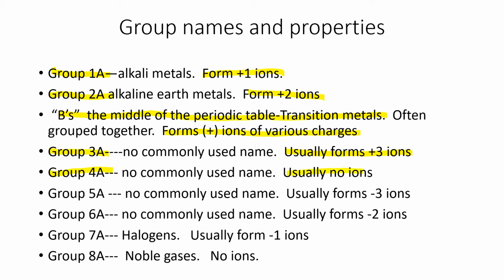Group 4A, we won't see a lot of ions coming from that group. Group 5A, remember, now we're in the nonmetals, and we're going to start seeing negative ions: -3 ions for group 5A. Group 6A, -2 ions. Group 7A, the halogens, -1 ions. Group 8A, the noble gases, are not going to form ionic compounds because they don't form ions very easily. We're going to use this information quite a bit, so you have to have memorized which ions are formed from which groups.